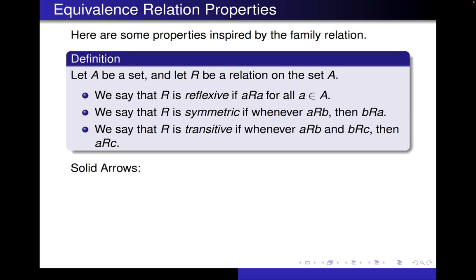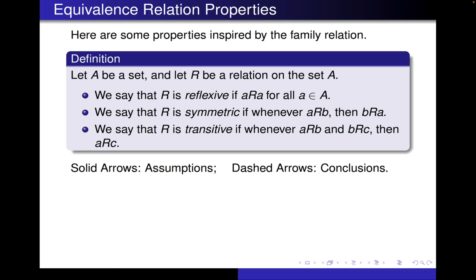And so you might notice that each of these properties, except maybe the first one, are if-then statements. So all of them have things that you are assuming and then things that you can conclude. So I'm going to use different types of arrows to indicate each of those things. So the solid arrows are going to represent the things that we're assuming in the property. And then the dashed arrows are going to represent the conclusions that we can make based on those assumptions.